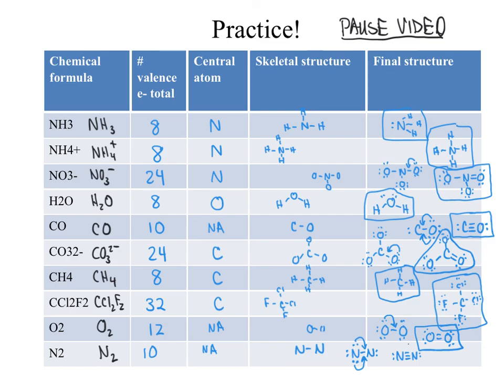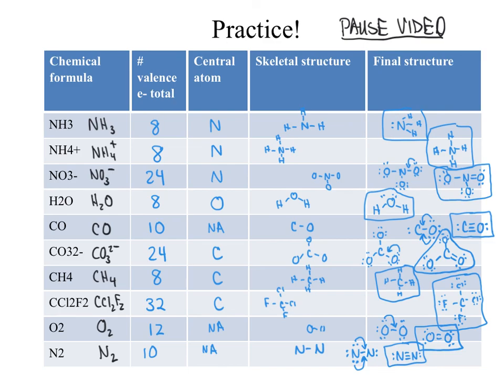So my final structure for nitrogen looks like that, and I can check: 2, 4, 6, 8 around this nitrogen, and 2, 4, 6, 8 around that nitrogen. So those are my final structures.